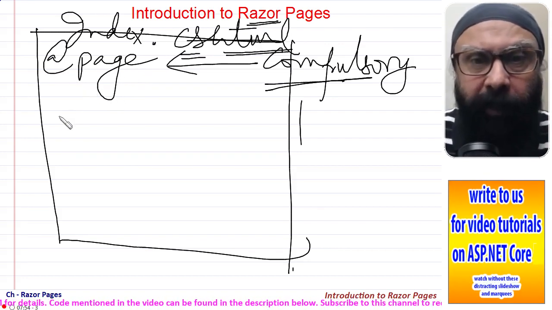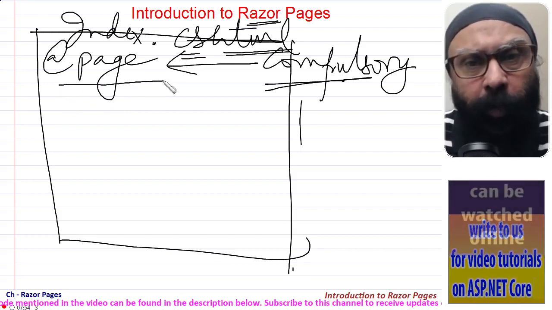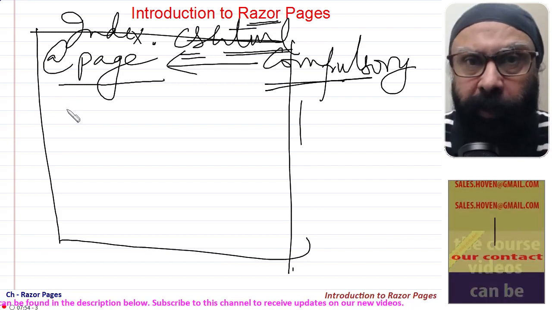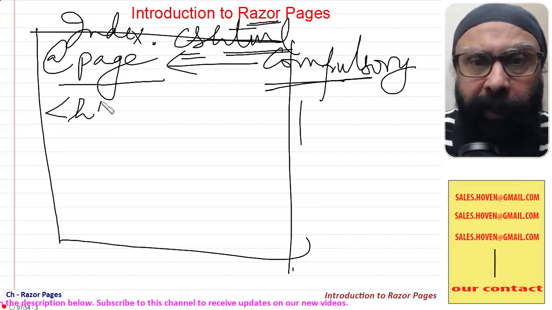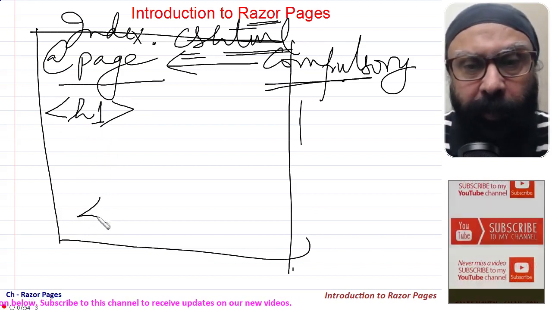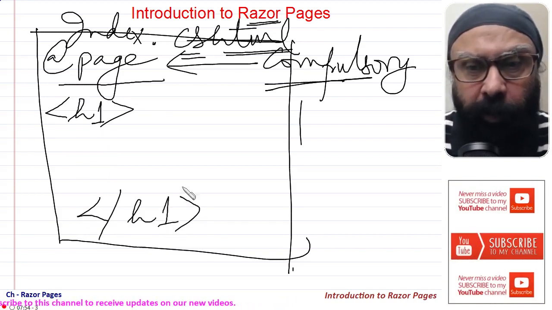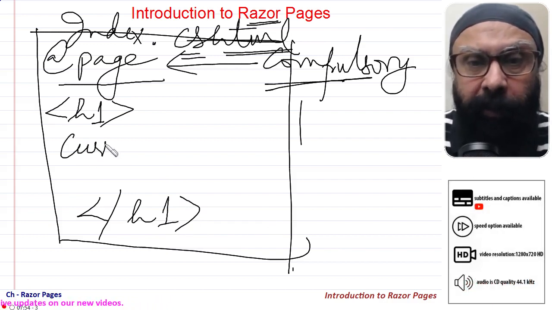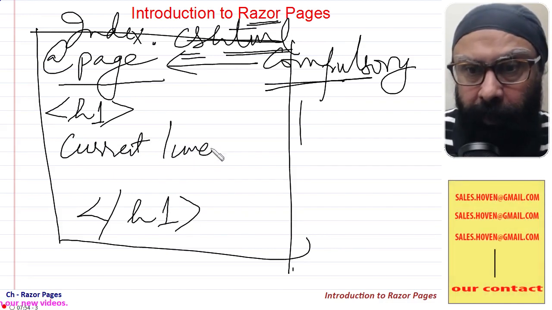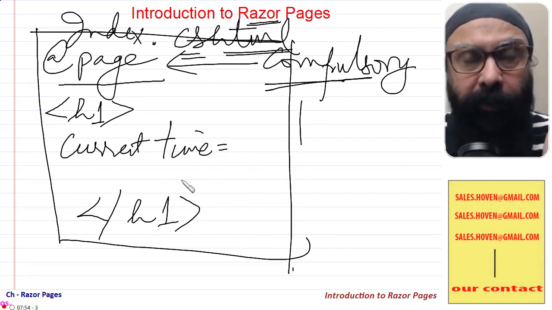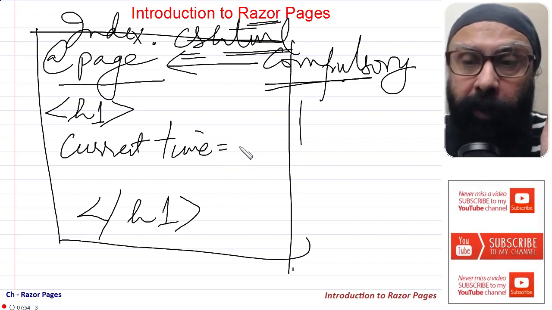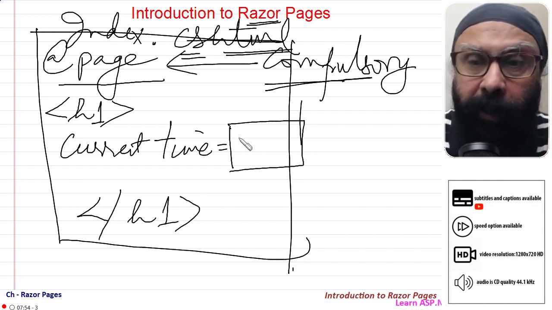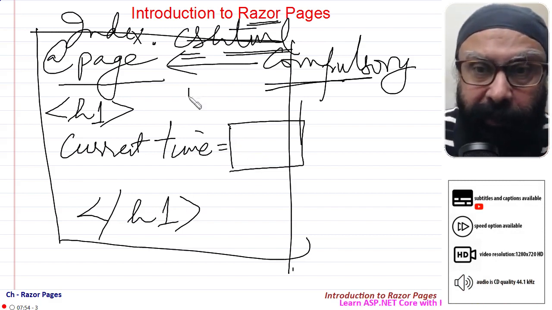After this @page, you can write a few more directives. But in the simplest form, let us say if this page has to return the current time, then we can write an h1 tag. Now this is a pure HTML tag, and close it also. And inside this HTML tag, we can write current time is equal to, let us say. Now how do we put that current time into this one? For that, here we will write a Razor syntax.